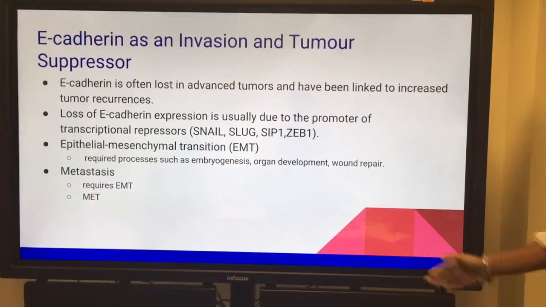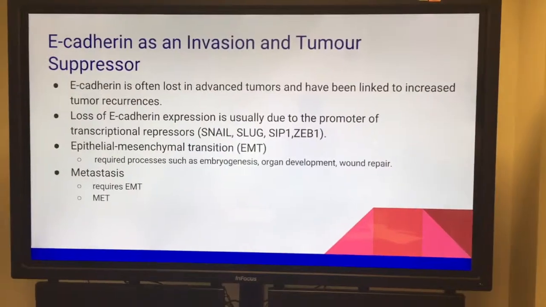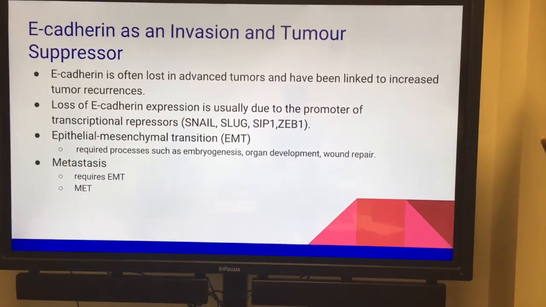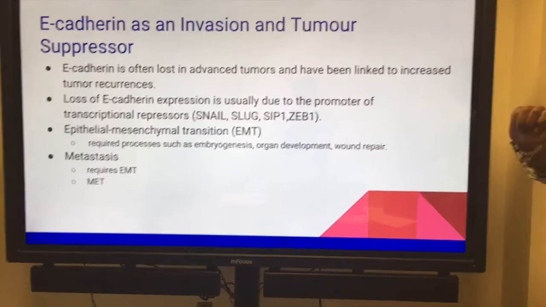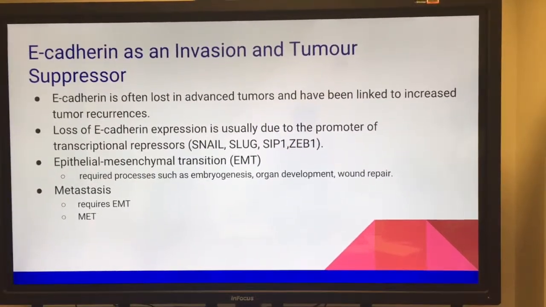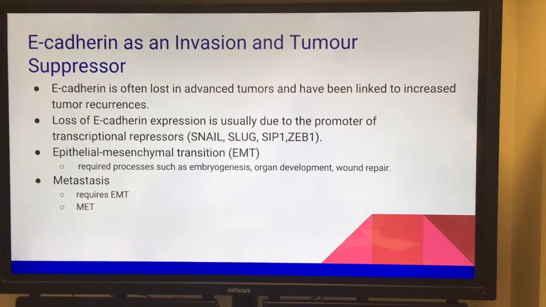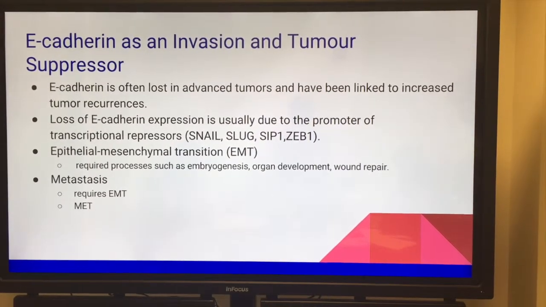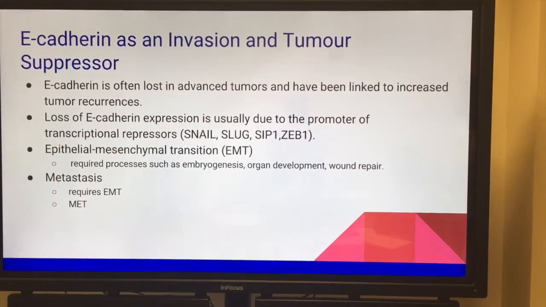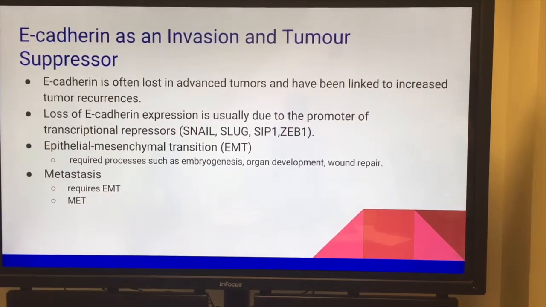Right. Now, knowing what cancer is and how it works, we can look at it a little deeper and see how it affects cell adhesion molecules and their function. Now we talk about E-cadherin as an invasion and tumor suppressor. E-cadherin is often lost in advanced tumors and has been linked to increased tumor recurrences. Loss of E-cadherin expression is usually due to the promoter of transcriptional repressors such as Snail, Slug, TCF4, and ZEB1.